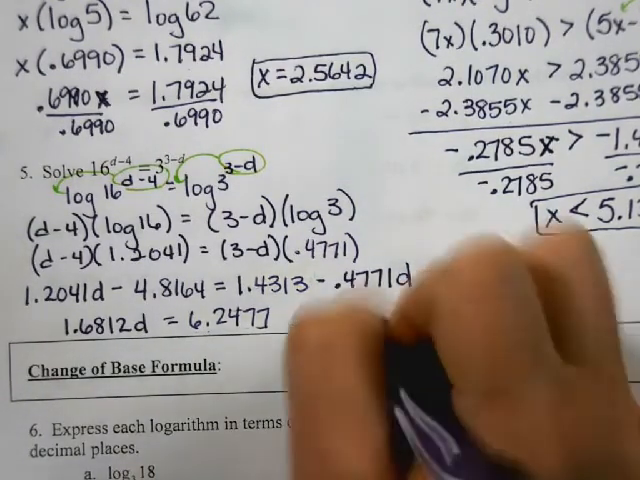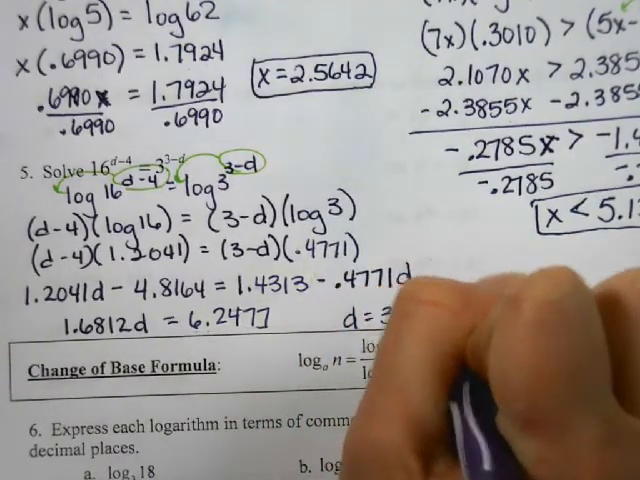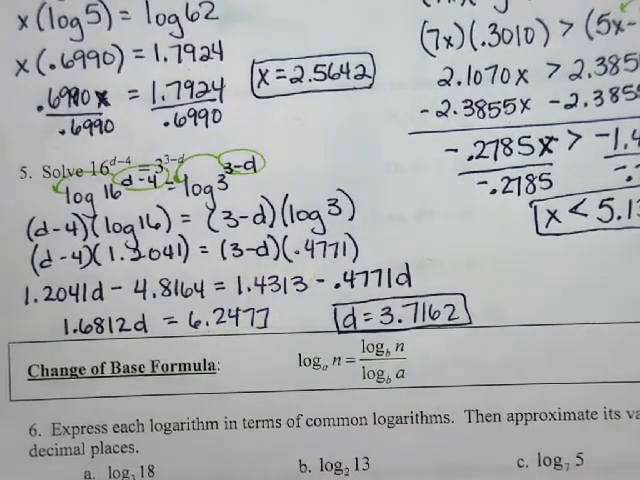Yes, I got 3.7162. As long as you're close to that, I'm a happy lady. It shouldn't be like 4. Does that make sense? So it should be 3.7 something. That's how close it should be. Does that make sense? Questions on any of those?